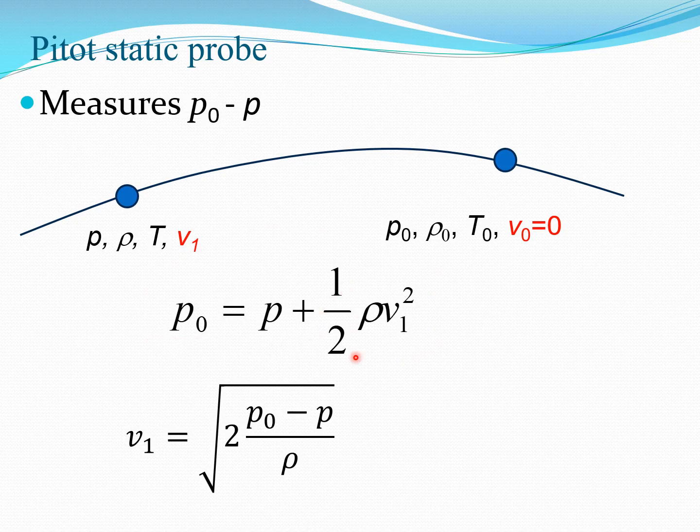P0 equals P plus half rho V1 square, and from this equation I can write a formula which calculates V1. V1 will be equal to root of 2 times (P0 minus P) by rho. So I got P0 minus P here, I divided by rho and multiplied by 2 and took the square root. So this is going to give me the velocity at this point here. So what this is telling me is that if I am able to figure out this pressure differential, I can actually calculate the velocity in the flow.